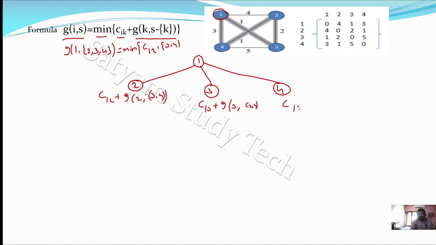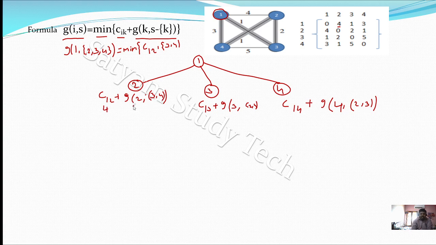Here it is C of 1 comma 4 plus G of, okay, you can consider the fourth one here, then the remaining vertices are 2 comma 3. So here you can see, you already know C of 1 2. C of 1 2 value is, for example, 4, but you don't know G of 2 comma 3 comma 4.